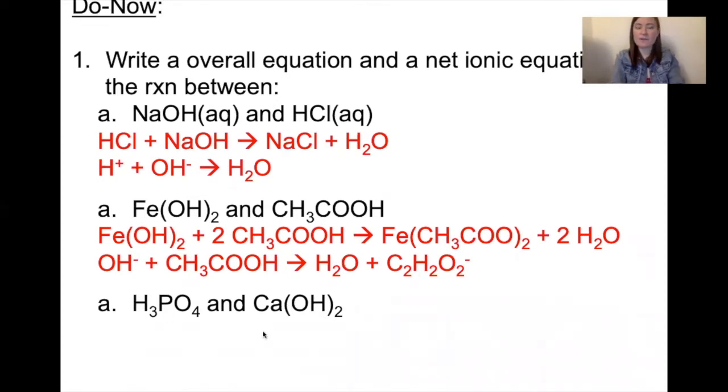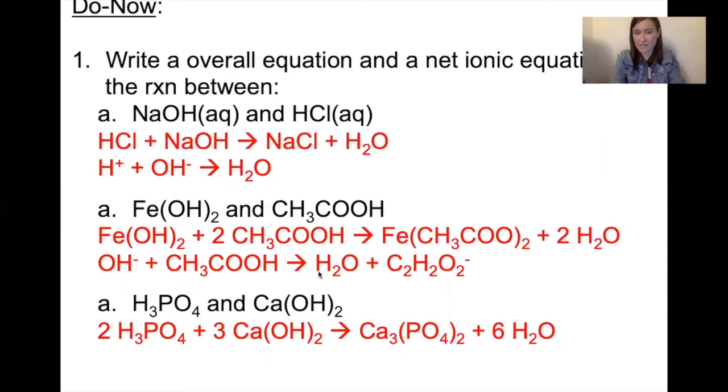Cool, and then if we look at the third example, we've got phosphoric acid reacting with calcium hydroxide, right? So there's our balanced chemical equation. You have to be a little bit careful about the coefficients, right? You need a 2 in front of H3PO4 and a 3 in front of calcium hydroxide. In order to balance out, you're going to end up with 6 waters.